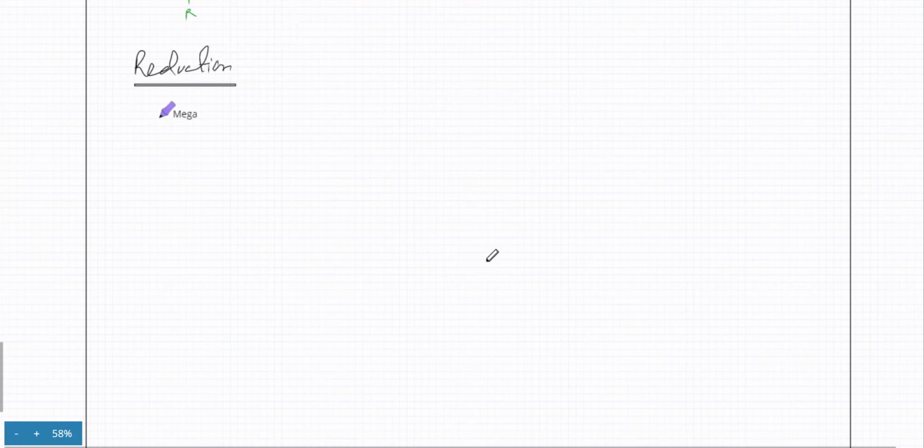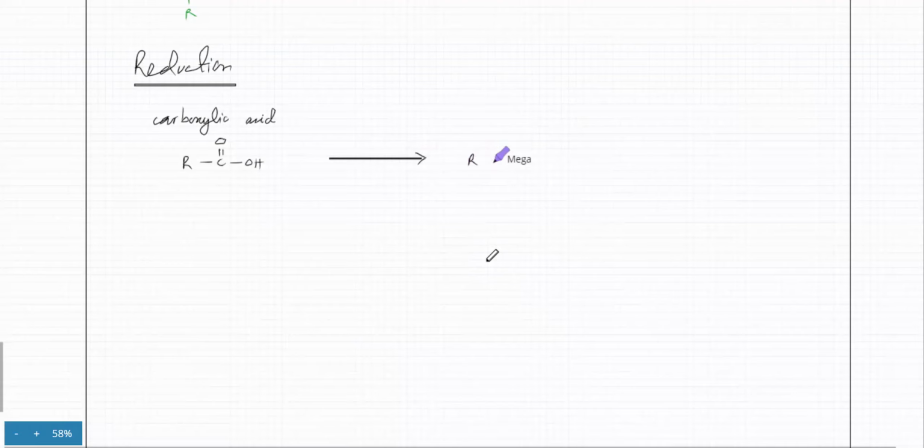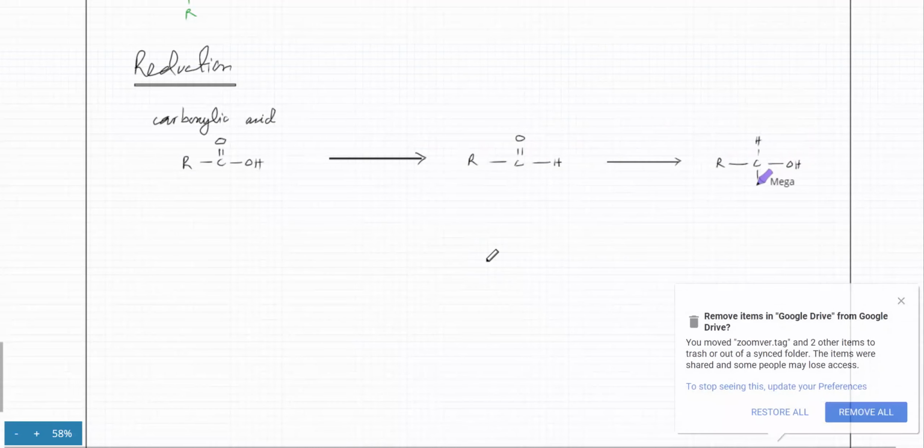So let's say you have a carboxylic acid, which is RC double bond O and OH. The carboxylic acid changes into an aldehyde back again, and the aldehyde changes back into an alcohol. And again, it's the alpha carbon; nothing happens to the rest of the molecule. It's only the carbon that was forming the carboxylic acid functional group. Only that is the one that's changing. So eventually, it's going to form a primary alcohol back again.